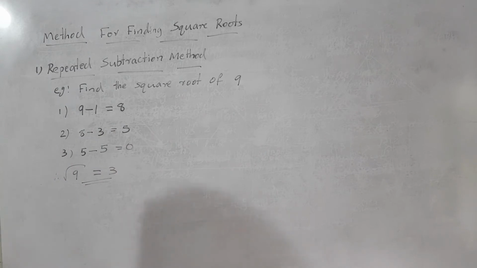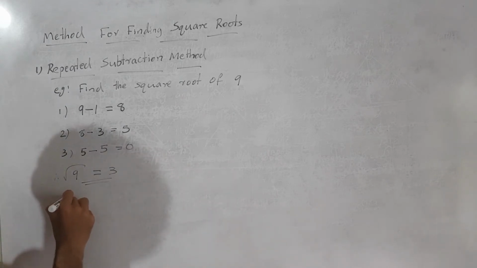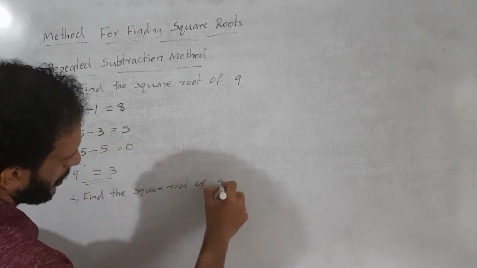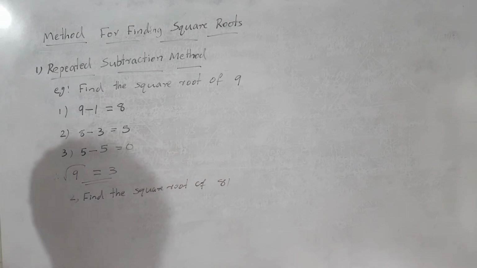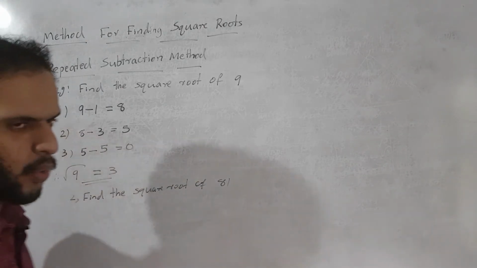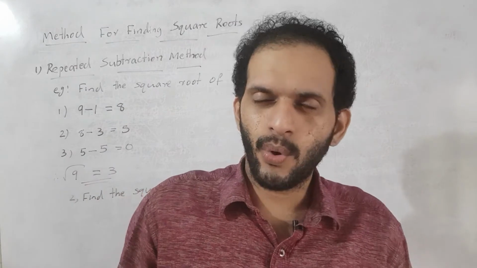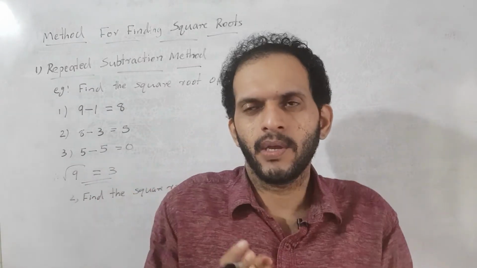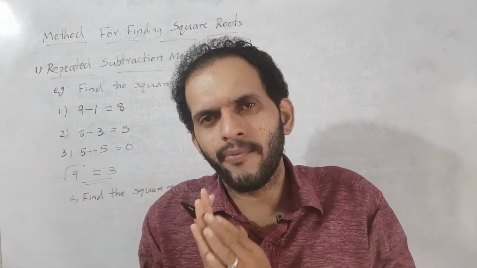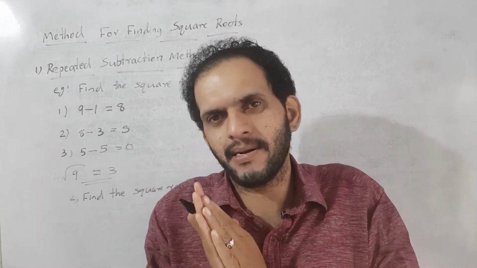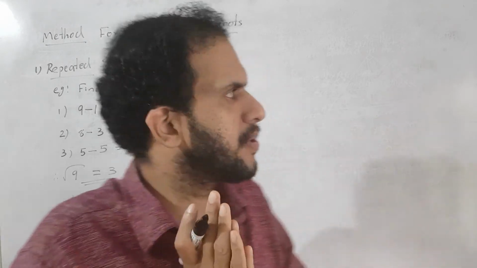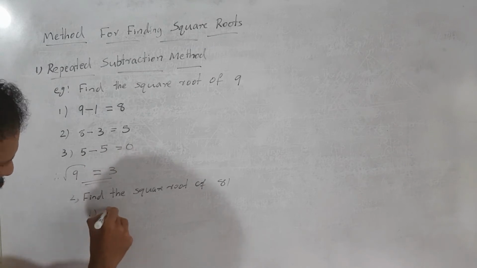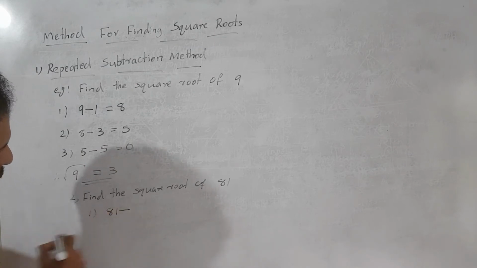Okay, the second example: find the square root of 81. We know whose square is 81. Correct? Whose square is 81? We know that. So here we are finding the square root of 81 by the repeated subtraction method. Then how do we start? We just start like this. The first step, 81 minus 1.